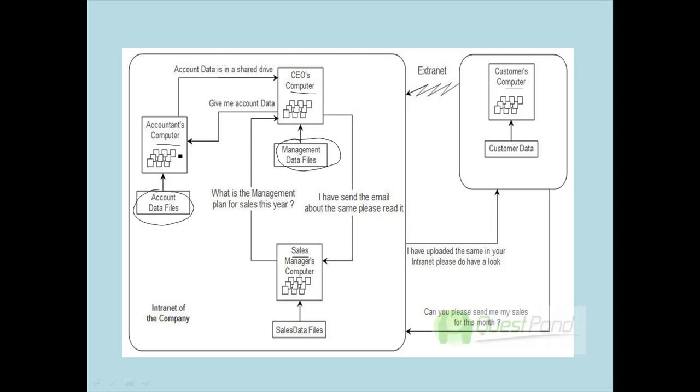Now we have talked about people, we have talked about data. Now let's look at how they actually exchange this data. Let's say the CEO says, okay, give me this year's trial balance or balance sheet or today's accounting transaction. The accountant says, okay, I have shared a drive, you can take the Excel sheet or whatever data file from the shared drive. Let's say the sales manager says, what's the strategy for the sales this year, and the CEO can send an email.